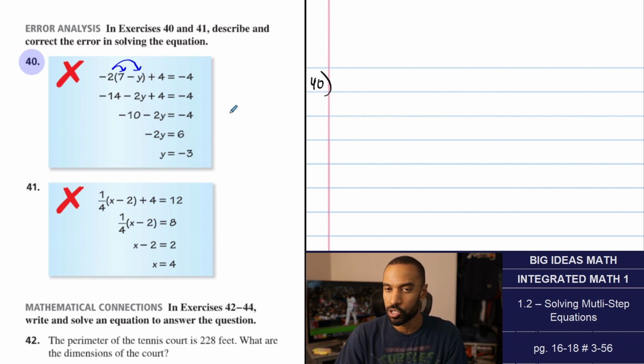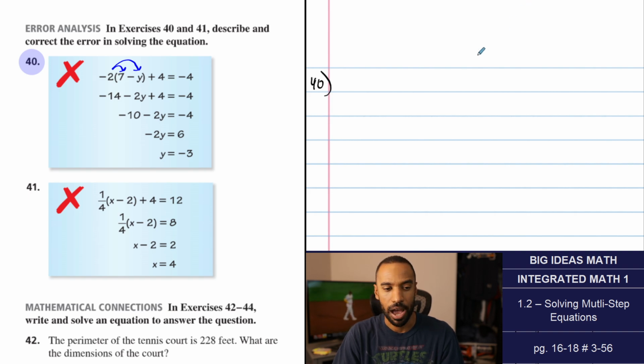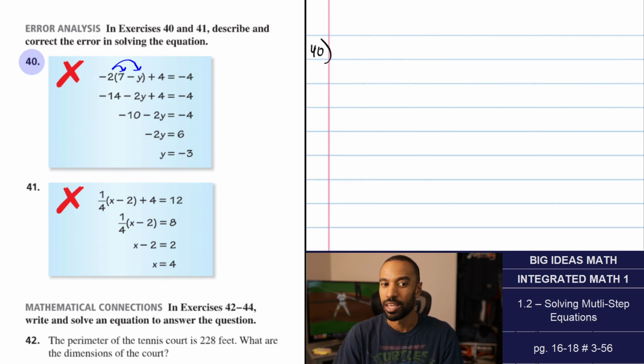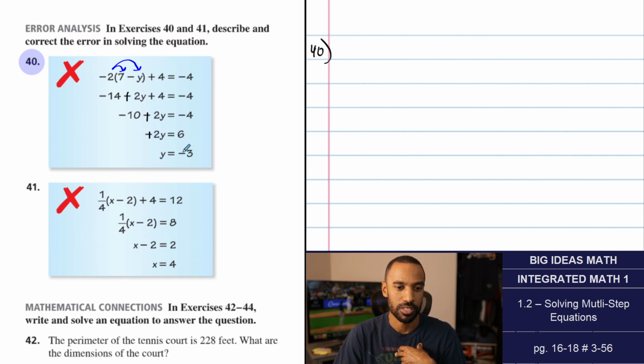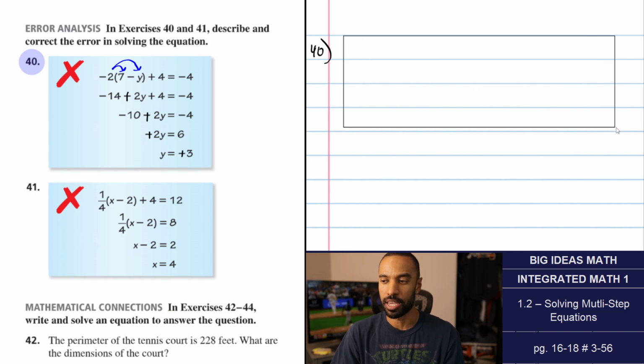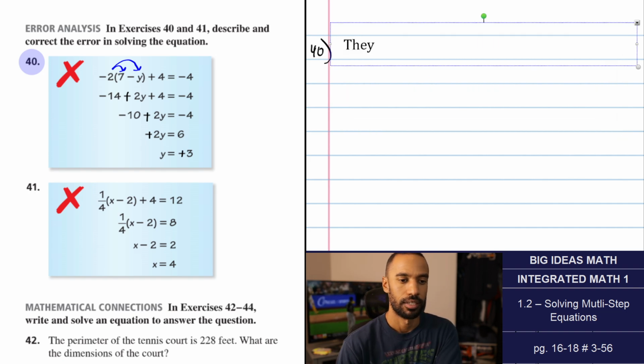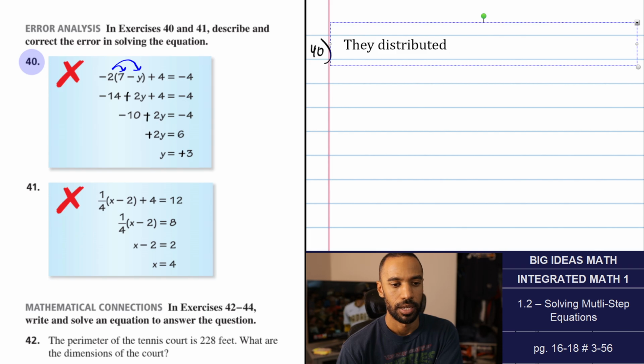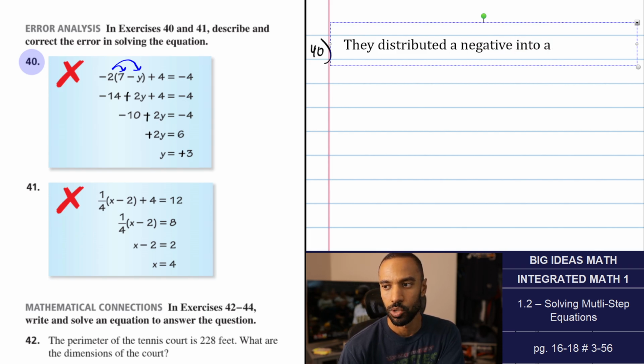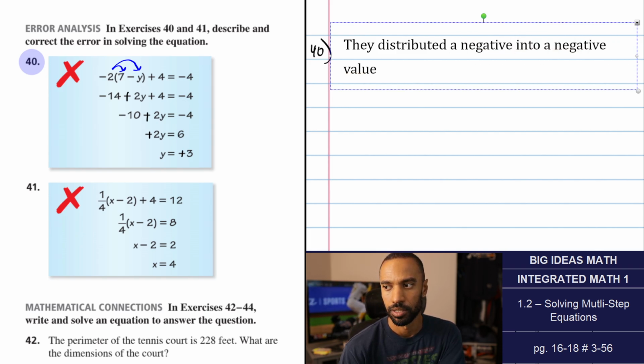They didn't show the actions in between. I will for the problem. However, I will go and say this. Our answer is going to be positive 3, because the only difference is this will be a plus, plus, plus, and therefore plus. Are you okay with that? That the answer is positive 3 because they distributed a negative into a negative value and yet got a negative result instead of positive.